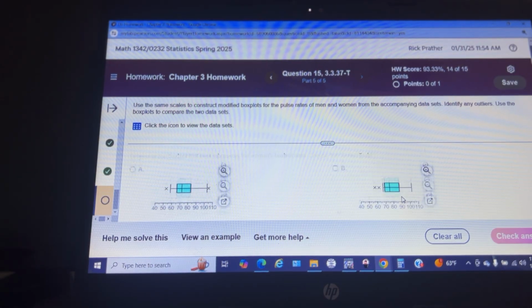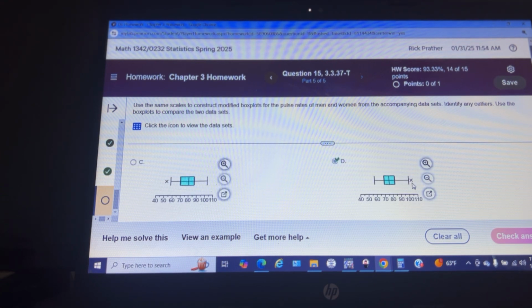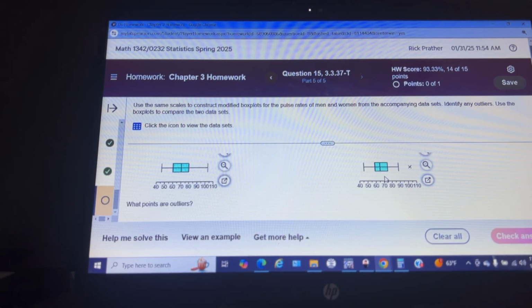We could say they both have one outlier at 103, so that's something they have in common. They might have similar, different medians. The median here is like around 75-ish. And this other one was about 65-ish. So the women have a higher average or higher center.